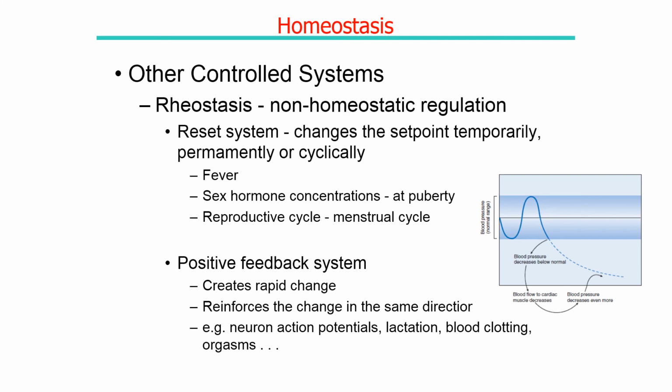Same is for the reproductive cycle or menstrual cycle. In this case, the female estrogen and progesterone set points are changed cyclically. During menses, the set point of the estrogen is decreased, and during the cycle, the set point is increased.